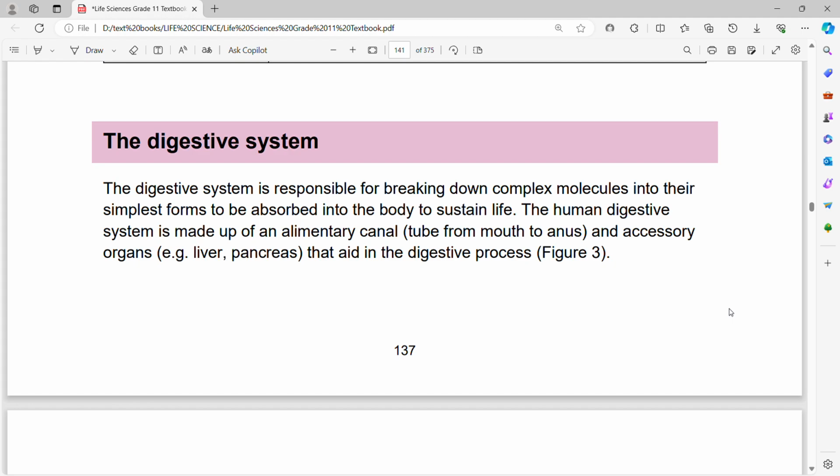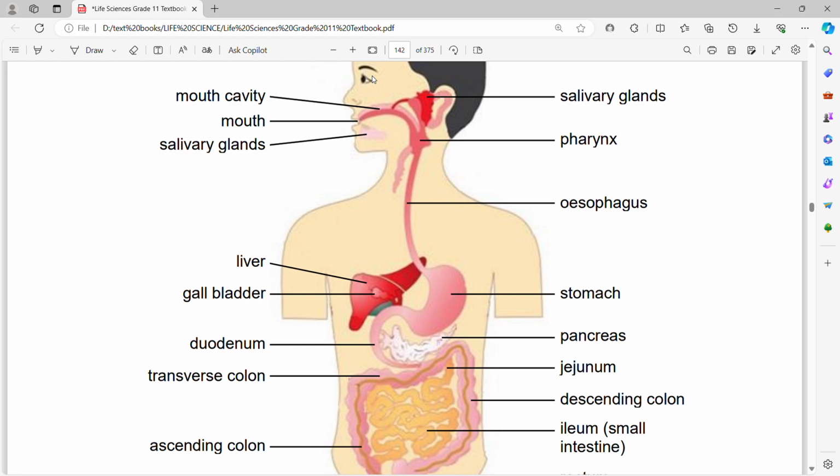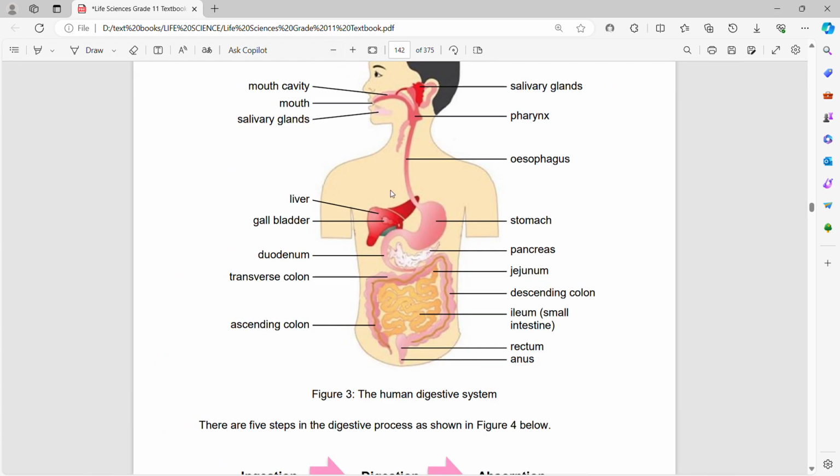The human digestive system is made up of an alimentary canal, that is your tube from mouth to anus, and accessory organs like your liver and pancreas, that aid in the digestive process. Let's look at the figure. So this is the figure representing your human digestive system.